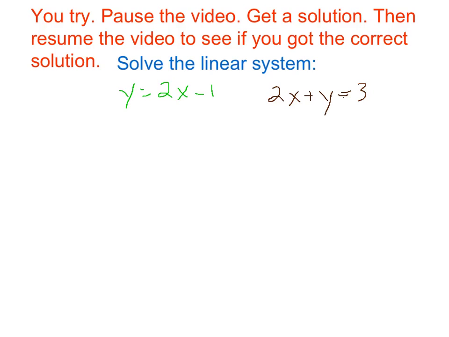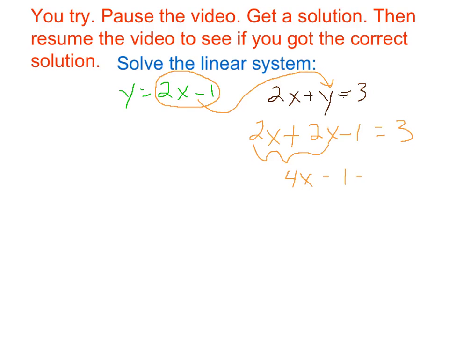Alright, hopefully you paused the video and got your solution, and here's hopefully what you came up with. So for this first one, I got y equals 2x minus 1. I'm going to take that and plug it in there and substitute that in for the y since they're equivalent. When we rewrite the equation, we get 2x, but instead of y, I'm going to replace it with 2x minus 1 equal to 3. Going to combine like terms. 2x and 2x is 4x. Going to add 1 to both sides. And once we divide by 4 here, we find out that x equals 1.